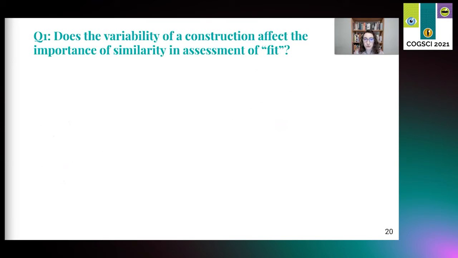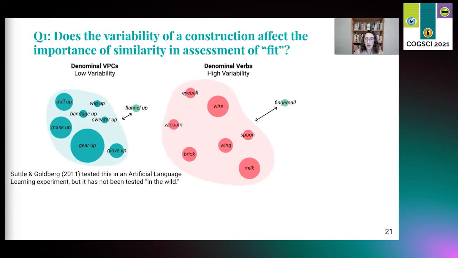And this brings us to our first question of interest, which is, does the variability of a construction affect the importance of similarity in assessing fit? Previous work by Suttle and Goldberg tested this idea by running an artificial language learning experiment which drew on knowledge of English semantic verb classes. Applying this idea to our two constructions of interest, if the instances of a construction you had seen were semantically similar, like in a low variability construction, then you would probably extend it to other similar usages. For example, "flannel up" here is similar to this cluster of denominal VPCs.